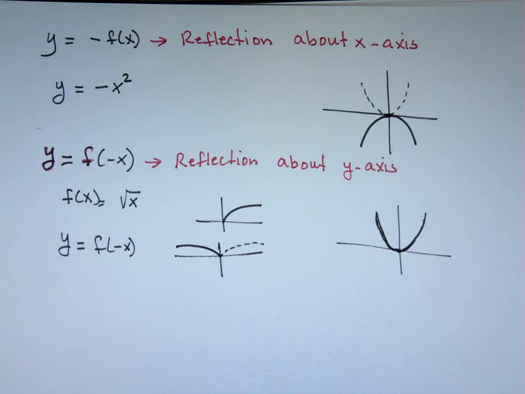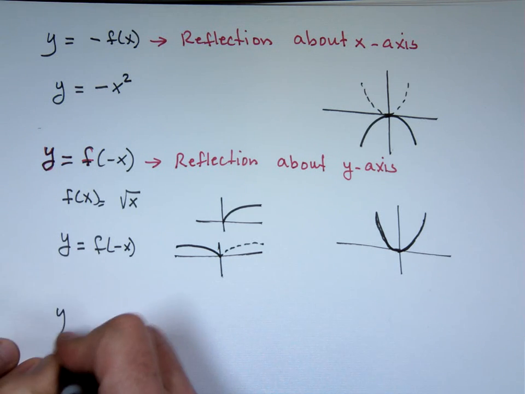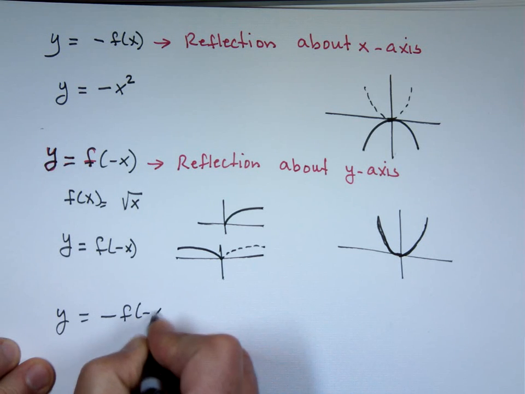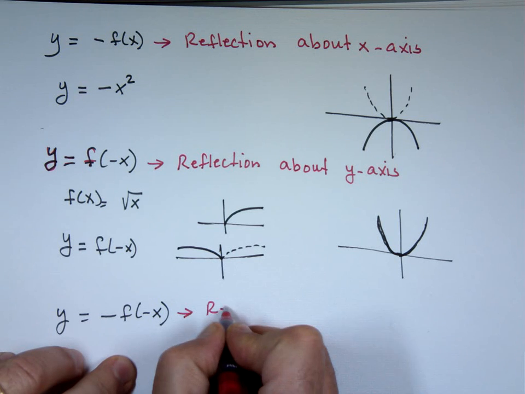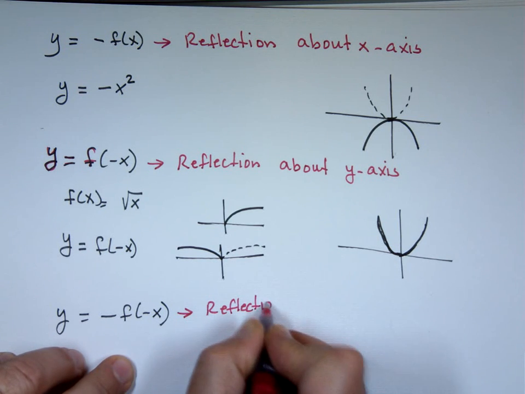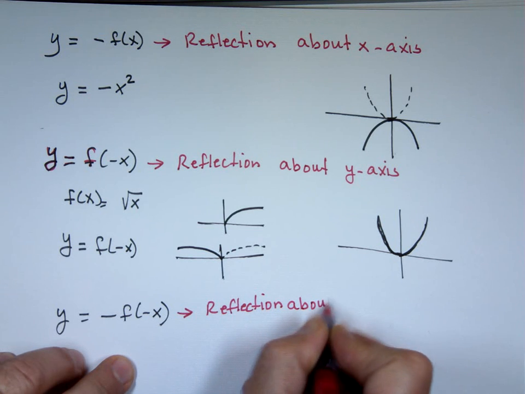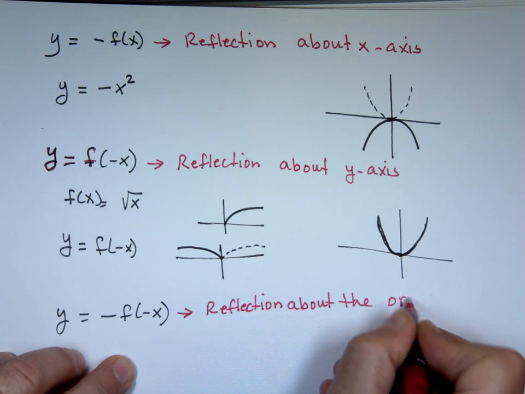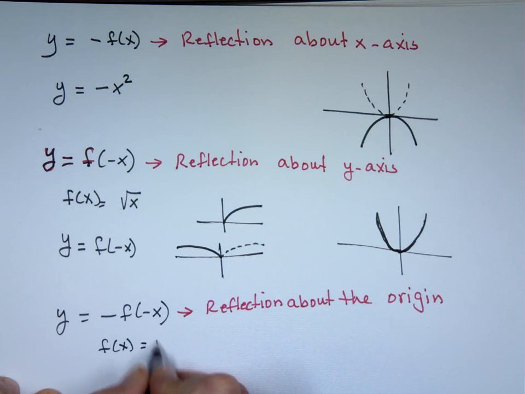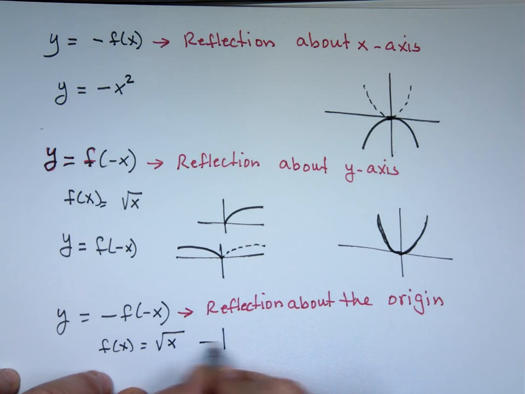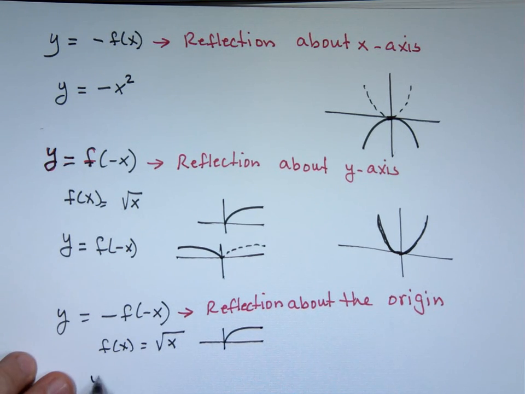And the last one, with all these shortcuts: what is y equals negative f of negative x? Reflection about the origin. Again, with this one, it might be better if I use this function. I know what f of x looks like, the square root looks like this. So what is y equals negative f of negative x?